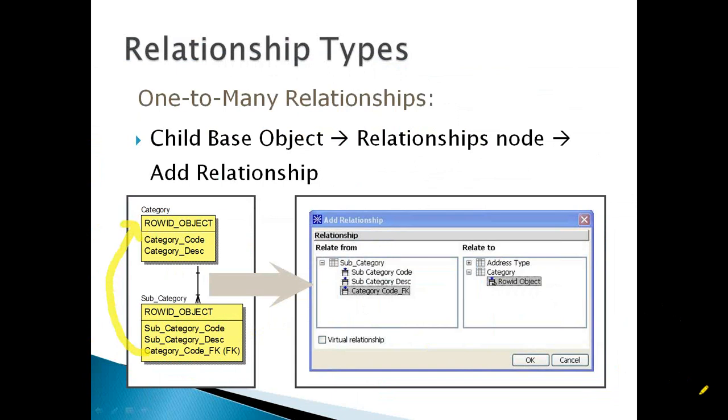So for mapping that, we need to go to the child table. Child table is my subcategory. I go into the subcategory base object. There I have the option of add relationship. Once I click on add relationship, it shows me all the columns from the subcategory on the left. And on the right hand side, I will see all the other tables or the base objects. So I need to select the foreign key column on the left hand side and the row ID object, which is the unique column, on the right hand side, and click on OK. So this will create the relationship.